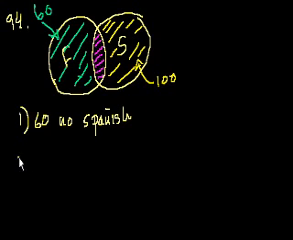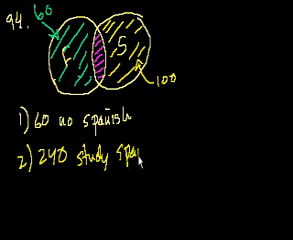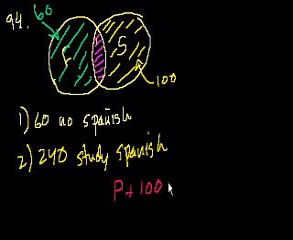Statement number 2 says a total of 240 of the students study Spanish. Well, I think this alone is enough information, right? Because they're telling us that this purple area plus this yellow area is equal to 240. We want to figure out the purple area. The total number of people who study Spanish is the people who study French and Spanish, which is this purple area, plus the people who only study Spanish, which they gave us in the problem was 100. And statement number 2 says that that is equal to 240.